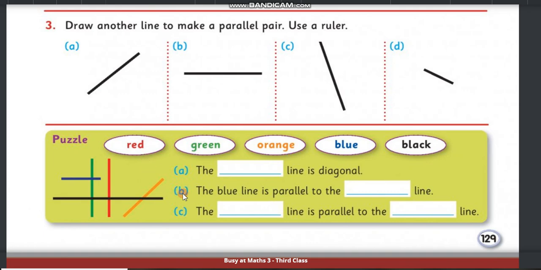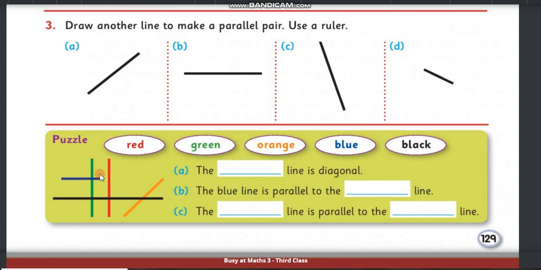Now it's asking us to identify which line is parallel to the blue one. Remember, parallel lines, they're the same distance apart at each point in the line and they will never meet. So if you want to find out if 2 lines are parallel, you need to measure them at different points. So you're trying to find out which line may be parallel to the blue line. So you have to pick another line to go with the blue line, and measure the distance between them. And if it's the same at 2 different points, then you know they're parallel.